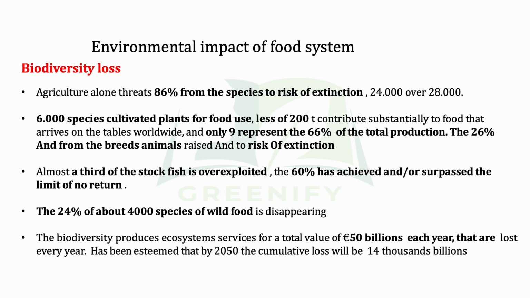It is also important to remember that of 6,000 species and plants cultivated for food, only 200 contribute significantly to the food we eat, and of these, only 9 account for 66% of total production. Furthermore, nearly a third of fish stocks are overexploited and 60% have reached or exceeded the point of no return.